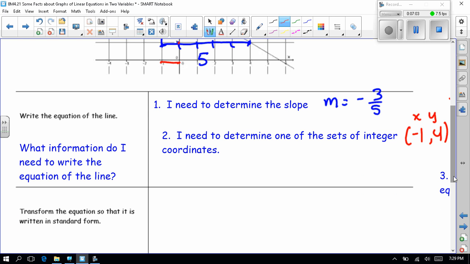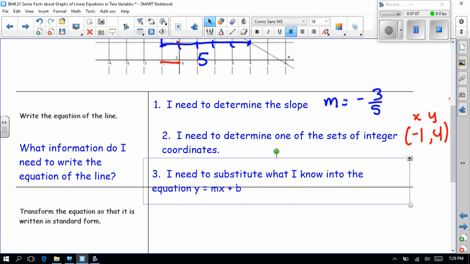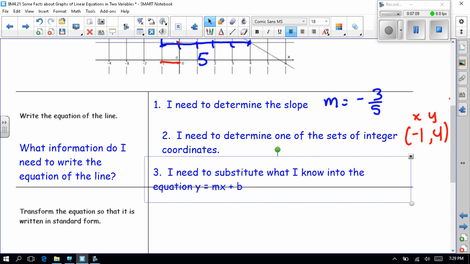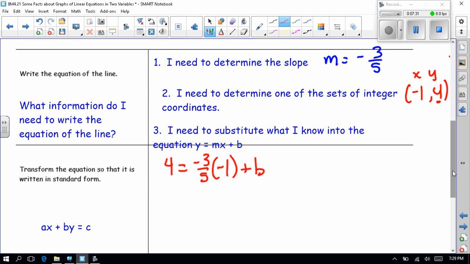My third step, substitute what I know into the equation y equals mx plus b. So I'm going to rewrite my equation. Y is 4. M is -3/5. X is -1. And then b is what I do not know. Now I'm going to solve and see if I can figure out what the b is.